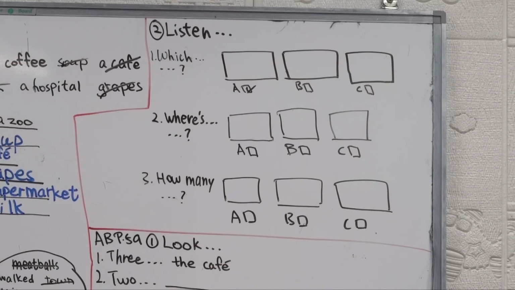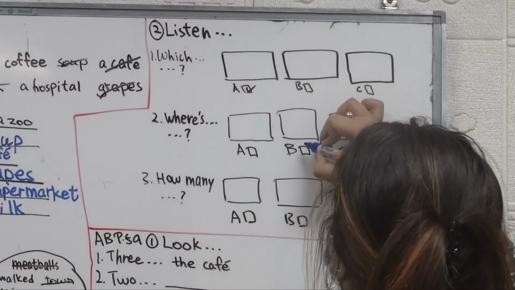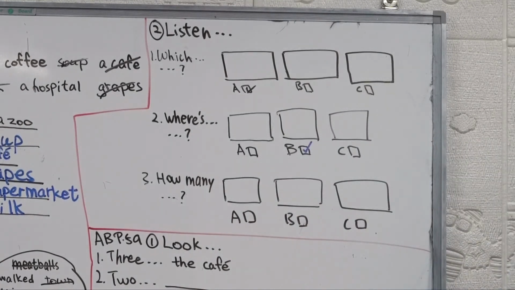Great. So number 2, where's the shop? A, ground floor. B, first floor. C, second floor. So the shop is? The answer is B, first floor. Yes, first floor. And then 3, how many grandparents does she have? So the answer is C. All right. Yep. So she has 4.